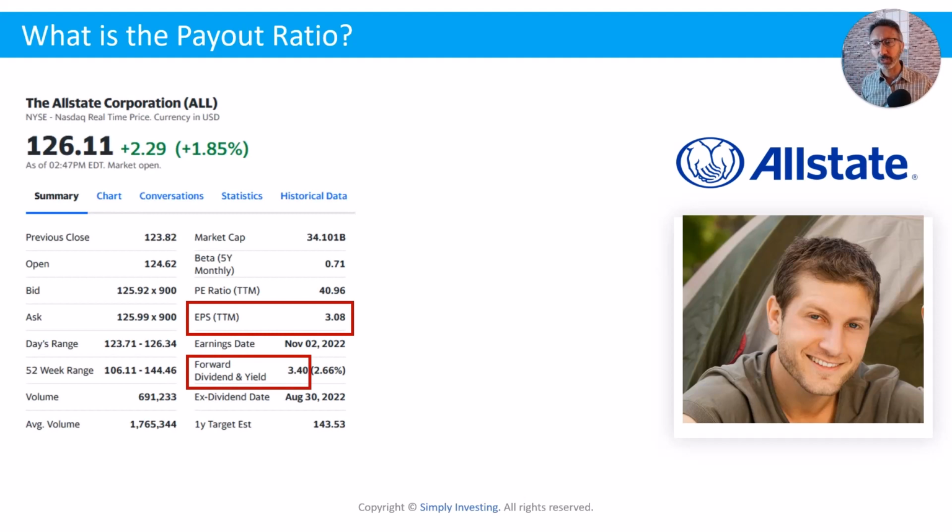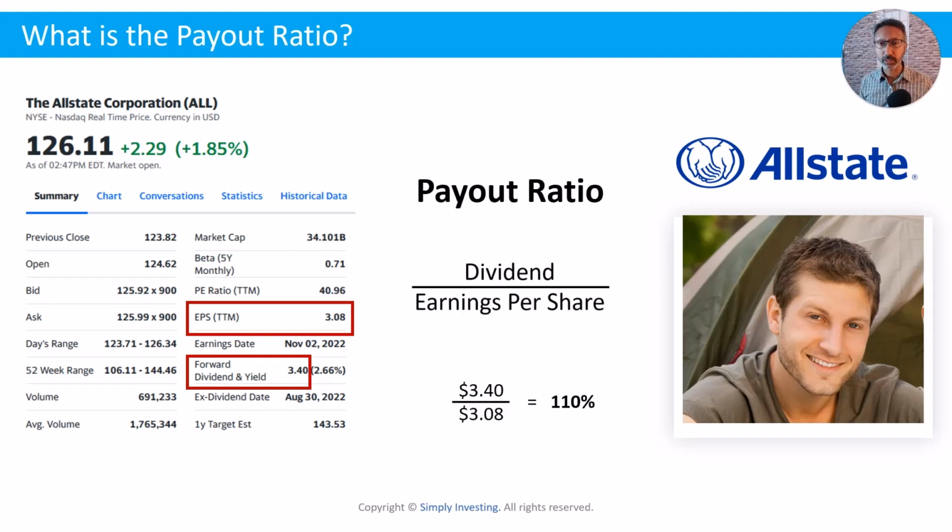He's going to go to Yahoo Finance. He's going to see earnings per share, and he's going to see the dividend for this company. So if we put that into the formula, you can see that the company earned $3.08, but it paid a dividend of $3.40. So that is a payout ratio of 110%.